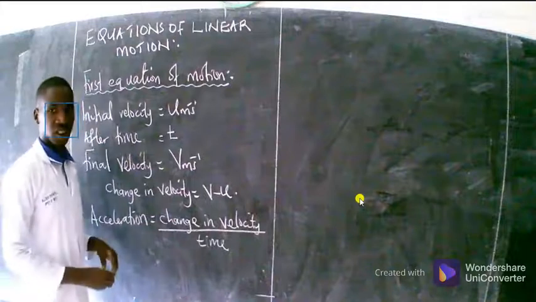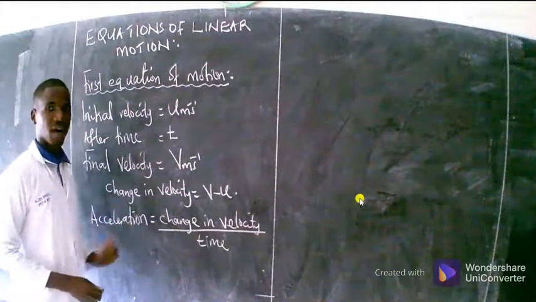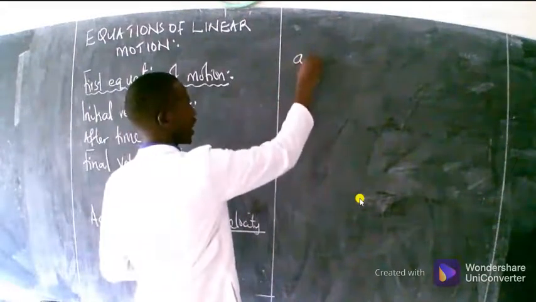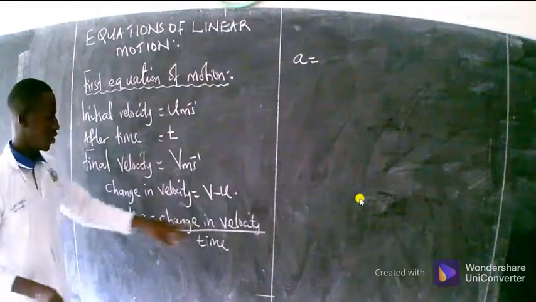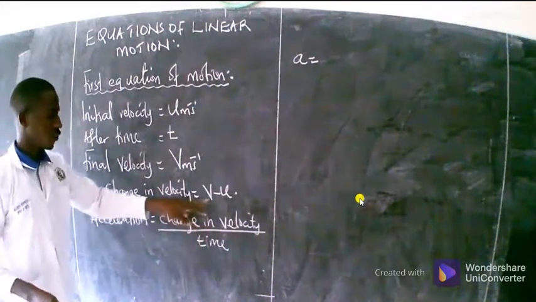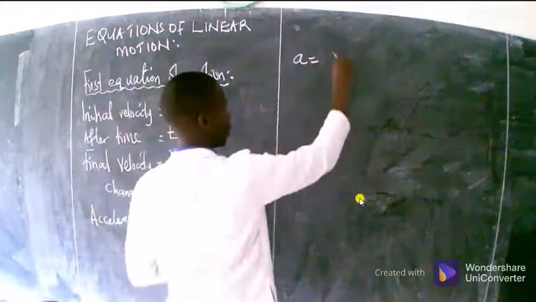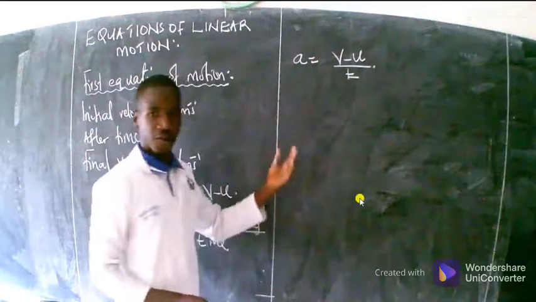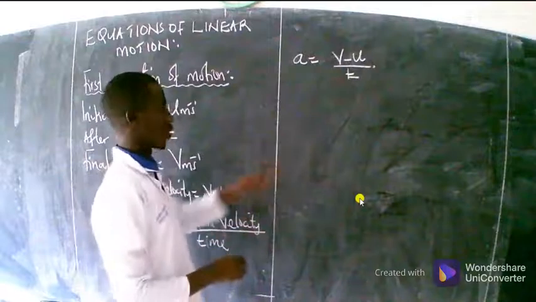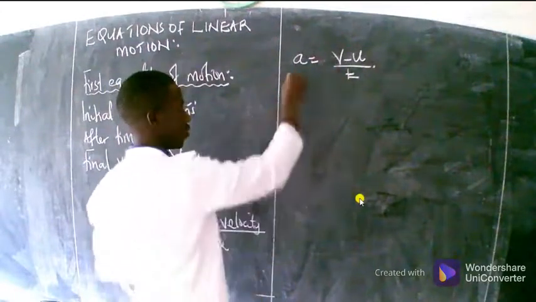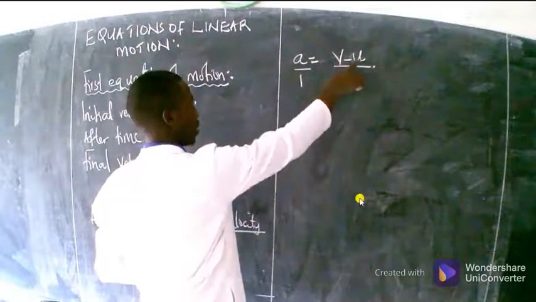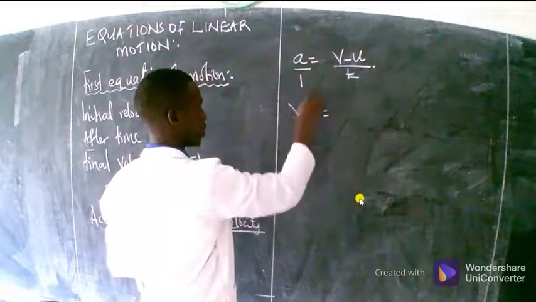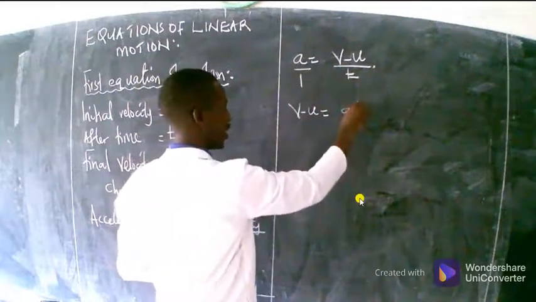Change in velocity divided by time, that is our acceleration. So if you have to write it mathematically, we shall have acceleration a equal to change in velocity. Our change in velocity is v minus u, so it will be v minus u, divided by t. Then from here, we cross multiply. This will multiply this, and this will be over 1. So v minus u multiplied by 1, you get v minus u, equal to a times t, you get a t.